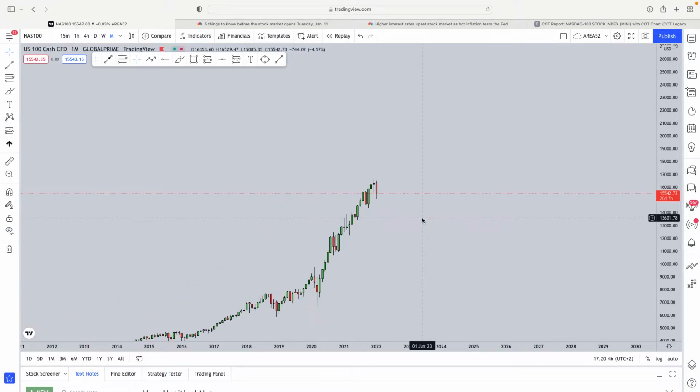Today we're going to take a look at the NASDAQ 100 from an order flow, fundamental, as well as a technical perspective. We can't look at the sentiment data because the sentiment data for the NASDAQ 100 is not available to the public.